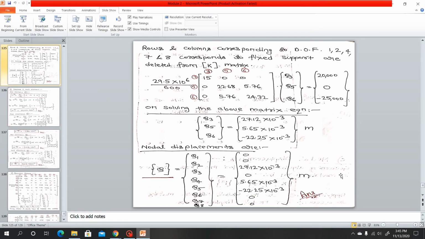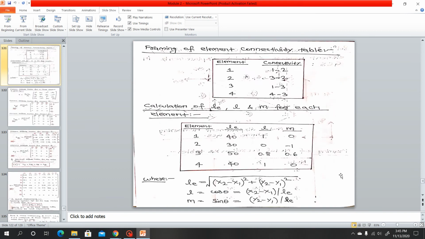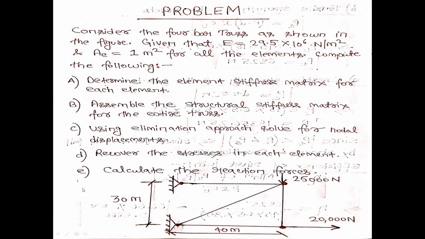Next part of the problem, that is the fourth part of the problem. Again, let me go back to the question. The fourth part of the problem is what? You have to recover the stresses in each element. That means in each element, you have to find out what is the stress value retained by the element due to application of 25,000 Newton load at this particular node and 20,000 Newton load at this particular node.